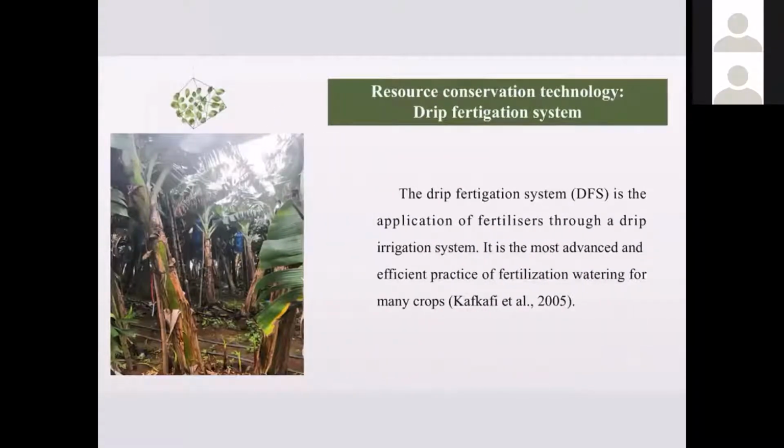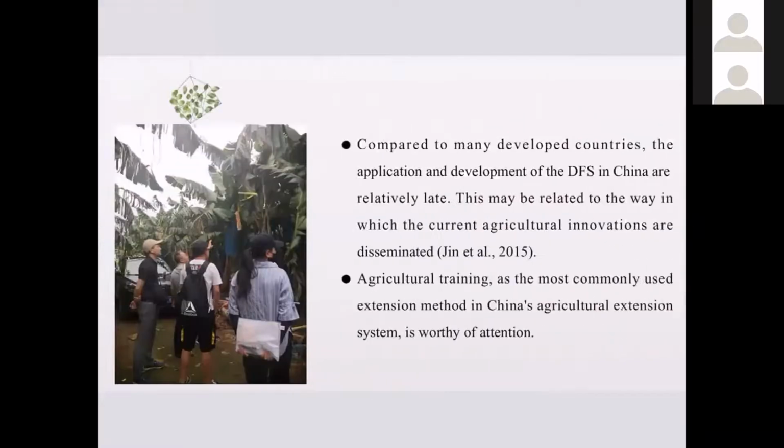You can see the drip fertigation system in this picture. The drip fertigation system, DFS, is the application of fertilizer through drip irrigation systems. Growing evidence has indicated that the DFS can improve the efficiency of fertilizer and water use. However, compared to many developing countries, the application and development of the DFS are relatively late in China.